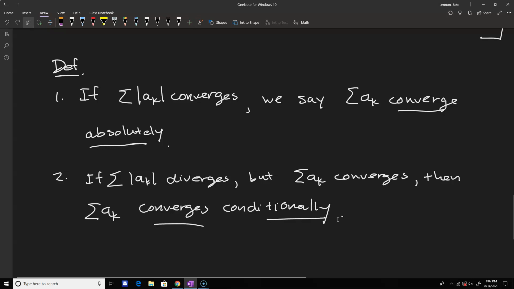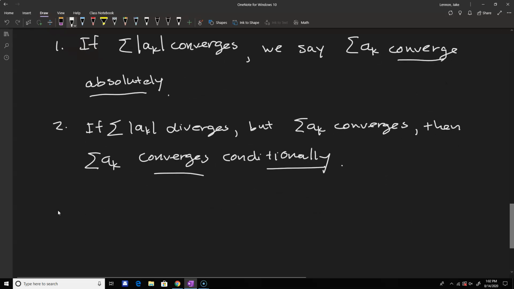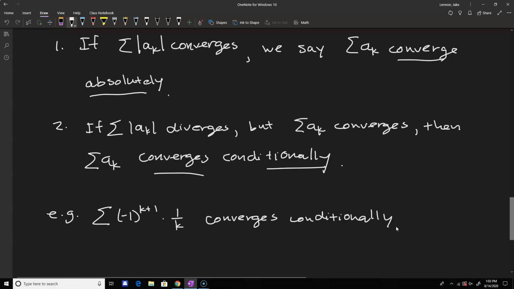So yeah, if we look at our two examples, I think we did examples of both. So for example, what was the first example? We looked at the harmonic series, the sum with -1 to the k plus 1 times 1 over k. This one we would say converges conditionally. Why? Well, we showed it converged using the alternating series test, but if you took away the -1s, we would have the harmonic series, which we know diverges, so that would be the absolute value of that series.